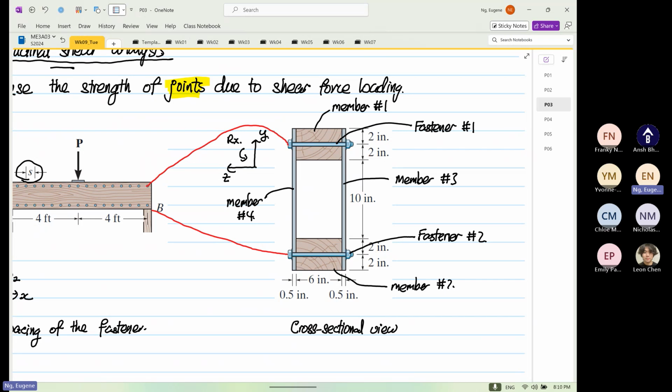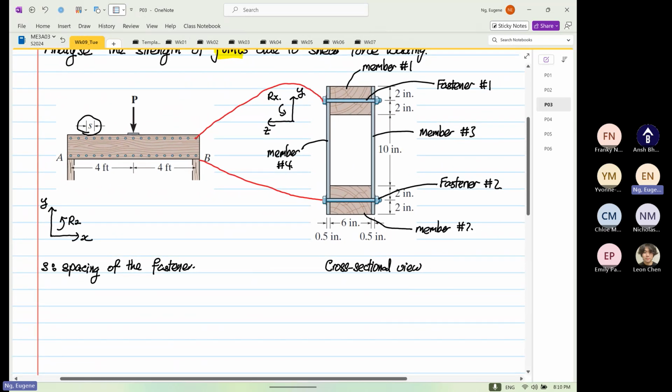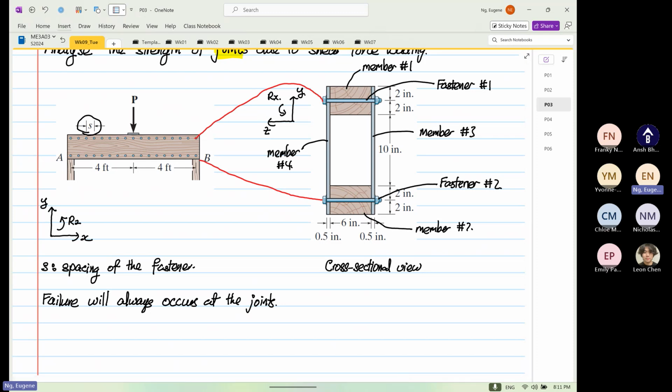Okay, and always remember, failure will always occur at the joints. Okay, because the joints in general are usually the weakest. Okay, so where are the joints? Okay, so I'm going to sketch in red. Failure will occur here. Failure will occur here first. Failure will occur here. Failure will occur here. The red regions are all your failure regions.